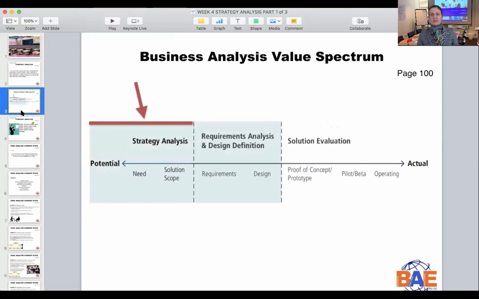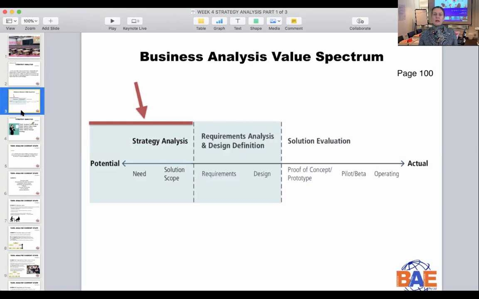So let's have a look at where this strategy analysis knowledge area fits within the business analysis value spectrum. In terms of where we as business analysts add value on this spectrum, take note that we've got potential on the left and actual on the right. Potential is the end of the spectrum where we do work around considering potential solutions or potential initiatives that might be undertaken by the business.